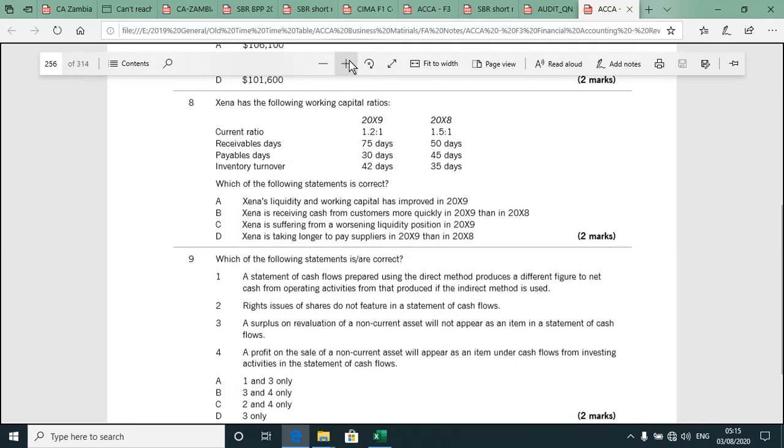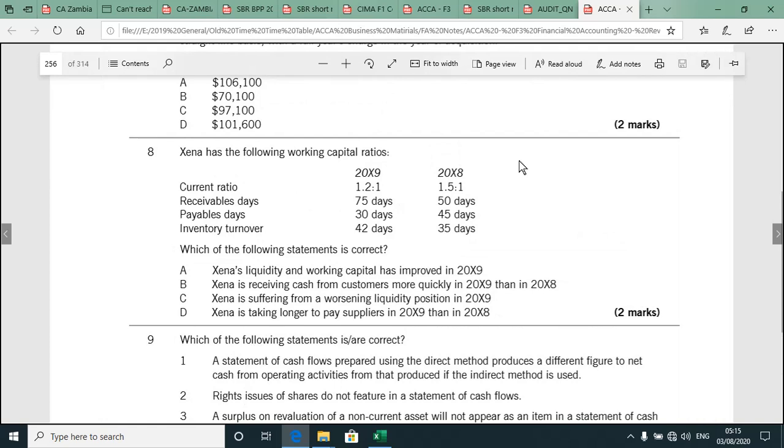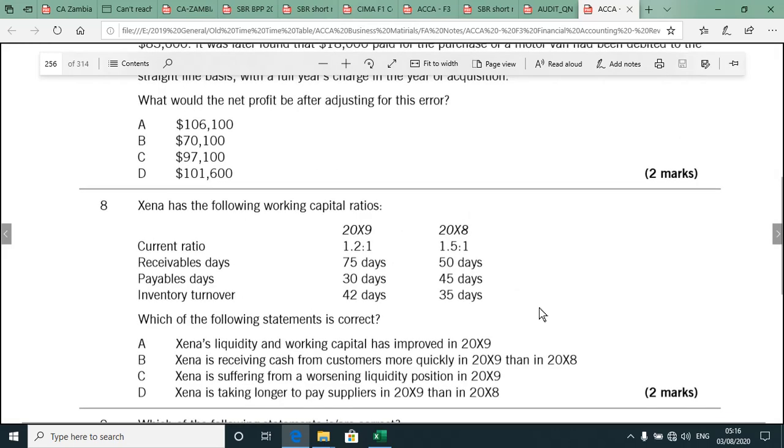The next question is coming out of interpretation of accounts. Zena has the following working capital ratios. Which of the following statements is correct? So I see my current ratio has declined, 1.5 last year, 1.2 this year. And I see that my receivable days has increased from 50 to 75 this year. Payable days has reduced from 45 to 30. Then inventory turnover days has increased as well.